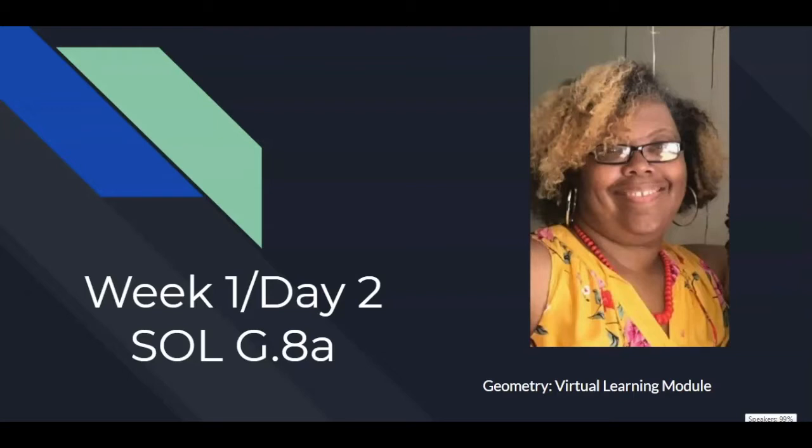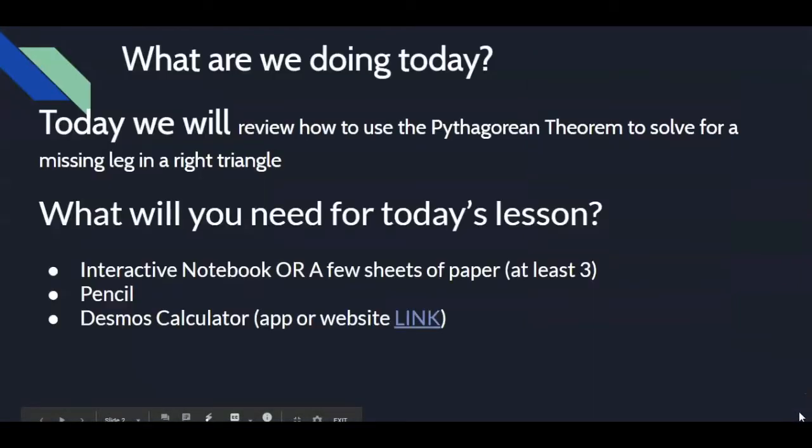Again, in this series, we will learn geometry, where we will have a different focus each week. This week, we will continue our focus on SOL G.8a, the Pythagorean theorem. Today's focus will be to use the Pythagorean theorem to solve for a missing leg in a right triangle.